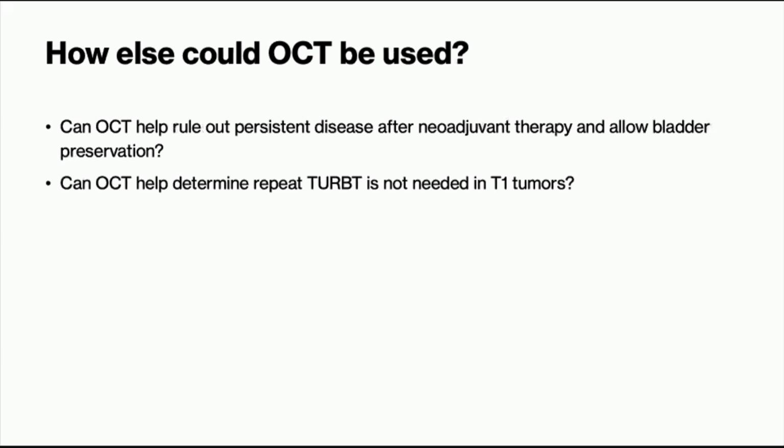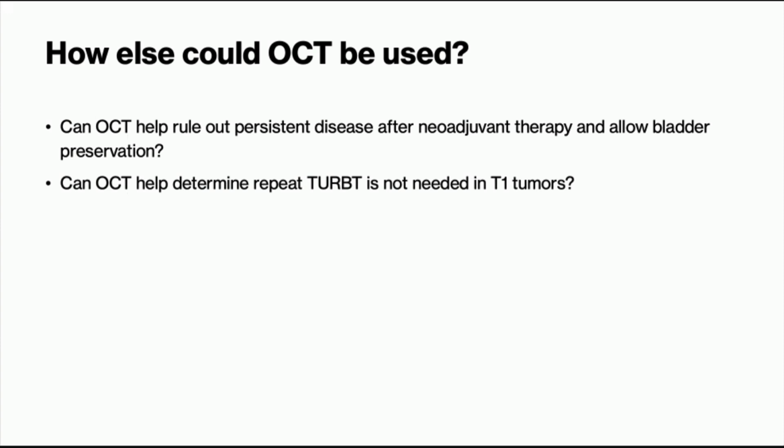How else could you feasibly use OCT? Could you potentially rule out persistent disease after you have neoadjuvant therapy? Someone comes in, they get a surveillance cystoscopy, they can actually scan the areas that were previously suspicious for muscle invasion and show that that seems to have resolved. Could it help preserve more bladders?